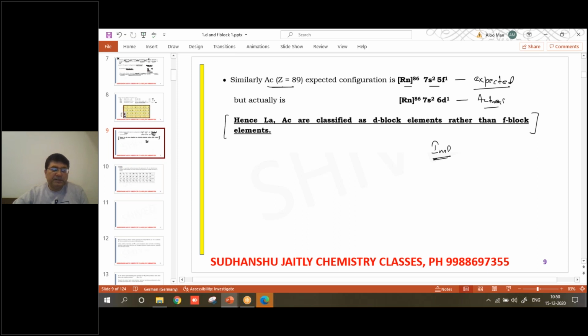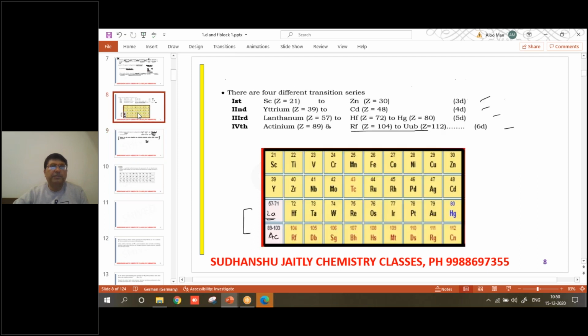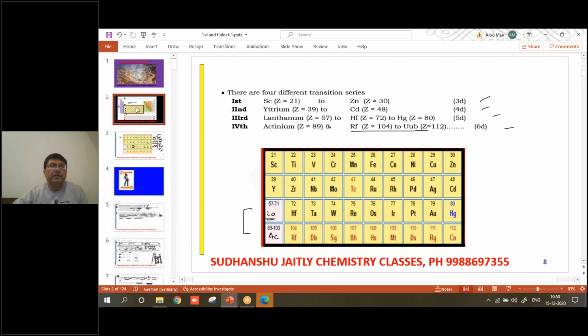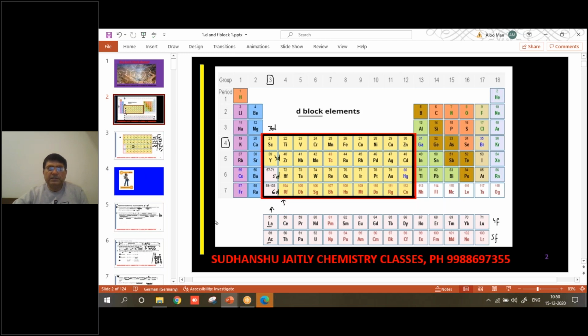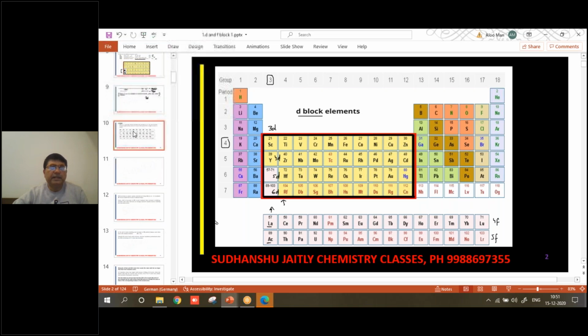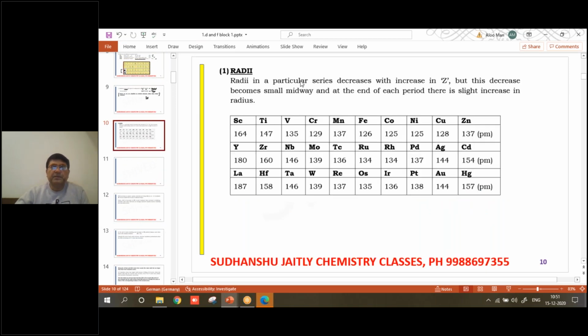Now, the next concept is coming. I hope everybody remembers, when you move downward in the periodic table, the size goes on increasing. That will happen here also. Important. So, as we move from first to second to third transition series, first point, radii in a particular series decreases with increase in Z.